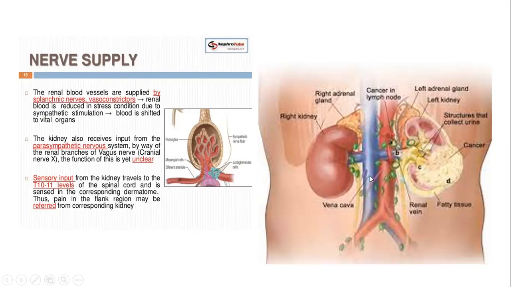Lymphatic drainage for the kidneys comprises the lymphatic vessels that follow the renal artery, and finally drains into the lateral aortic lymph nodes around the origin of the renal artery.